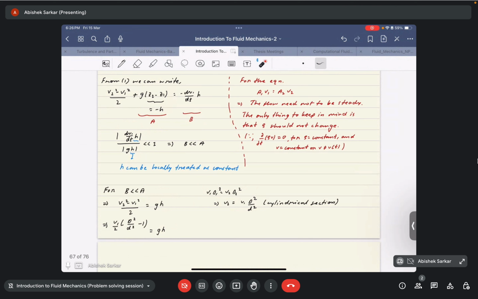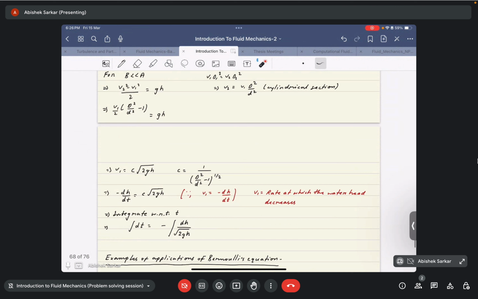Okay. So then from this expression, we can write v1 as C into root 2gh, where the constant C can be taken as this expression, 1 by ((capital D square by small d square minus 1) to the power half), where D is the diameter of the cross section of the tank and small d is the diameter of the hole through which the liquid is draining.